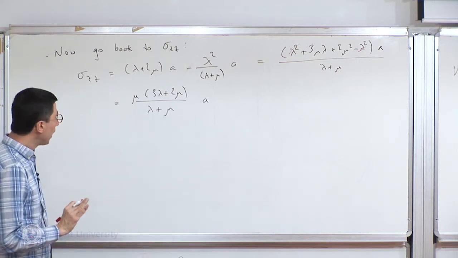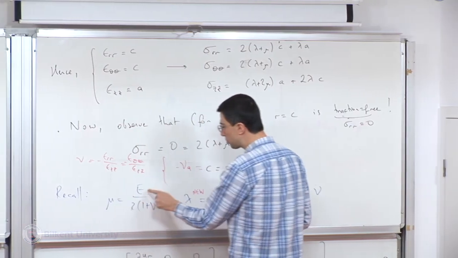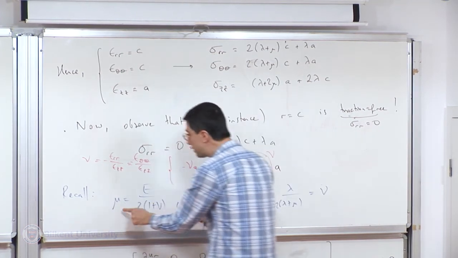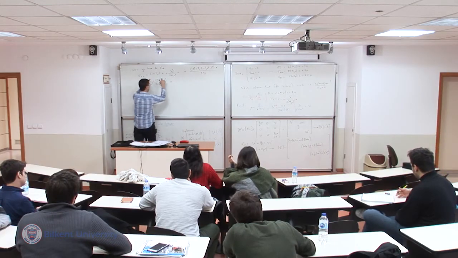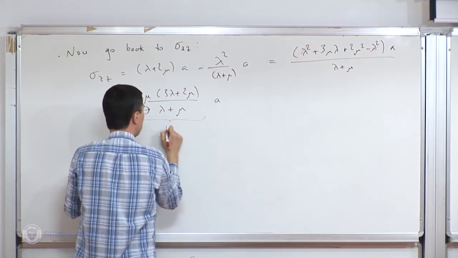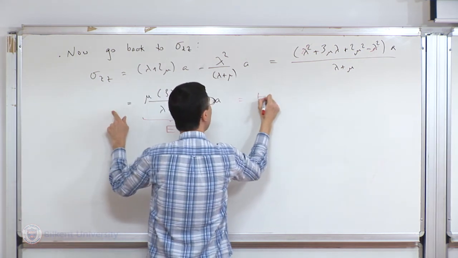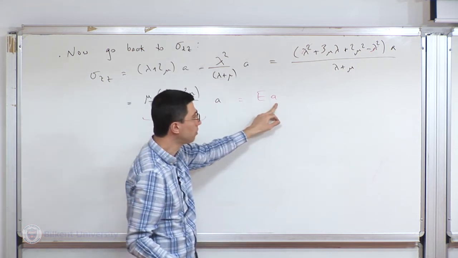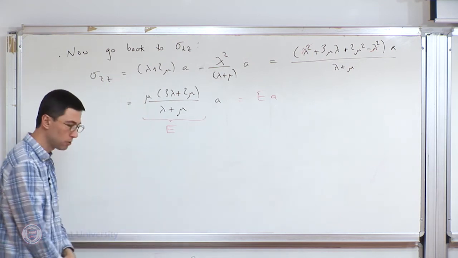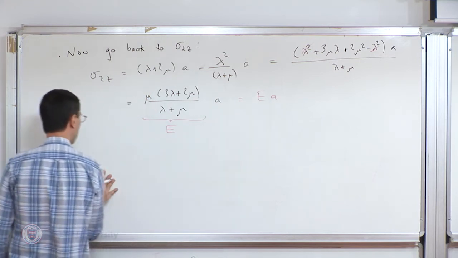Okay, so now again, I have an expression for mu in terms of E and nu, and for lambda as well in terms of E and nu. If you take these and plug them in there, then you will find that this is exactly equal to E. Okay. So sigma ZZ is EA, and no wonder. A is the axial strain, epsilon ZZ, so sigma ZZ is strain times Young's modulus. Okay. And so the only question remaining is what is A?